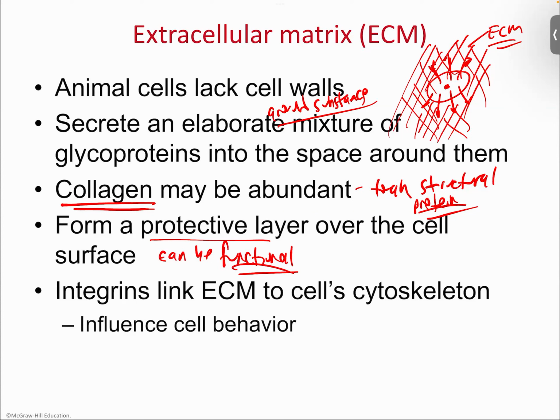But it gives you a sense of context, right? Not only that, but it gives you a sense of anchorage.